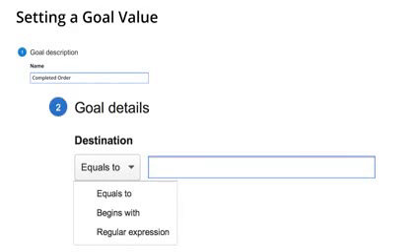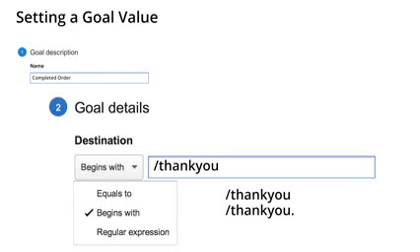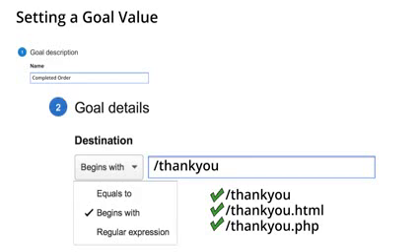The begins with match type indicates that the page URI must begin with what you specify as the goal URI. So if you specify /thankyou as your goal, any page URI that begins with /thankyou will count as a conversion. For example, visits to /thankyou.html or /thankyou.php would both count as a goal conversion. Begins with provides flexibility with limited complexity. It works to track most destination goals.